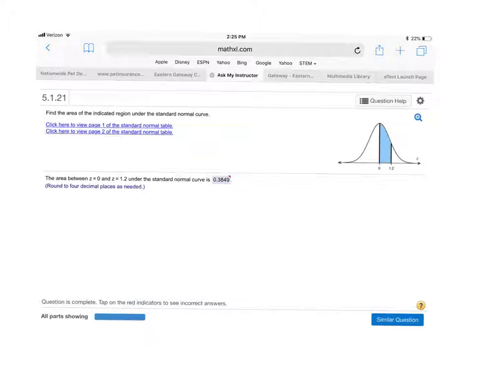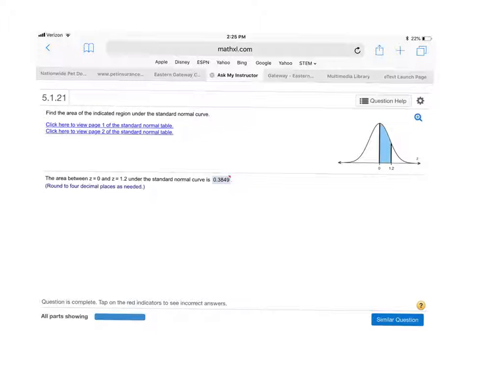So this is exercise 5.1.21, where we're learning how to use the table of critical values to determine the area under the normal curve between two z-scores. And so a z-score just represents the number of standard deviations from the mean.